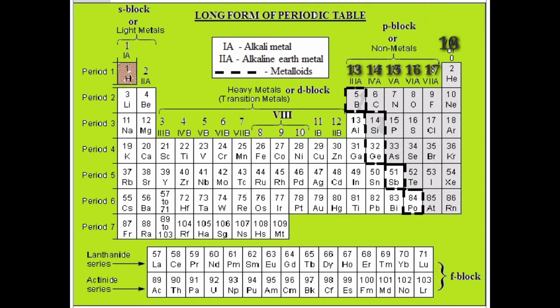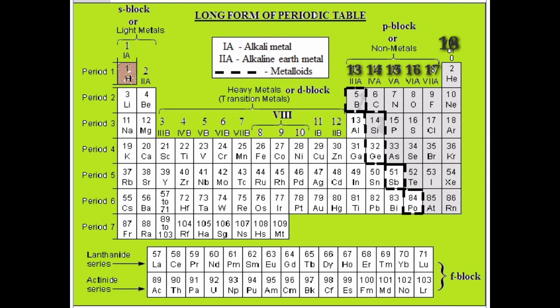Now see, just below this table there are 2 series given. F block, which contains the lanthanide and actinide series. This series means what? These are nothing but the elements in between 57th to 71 and 89 to 103. These elements come under the lanthanide series and actinide series. Are you getting me, students?